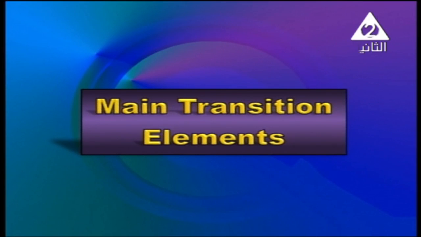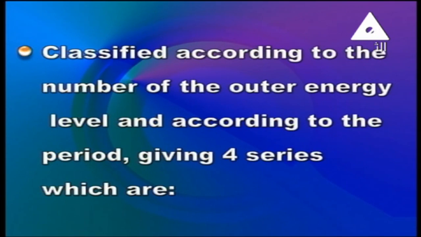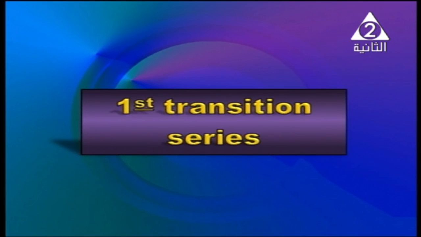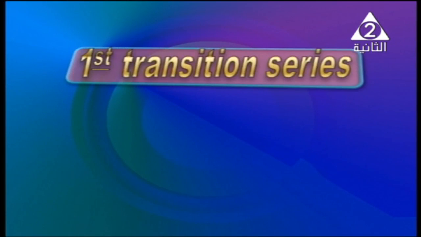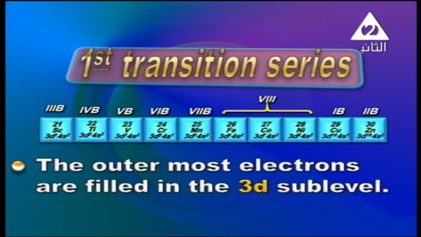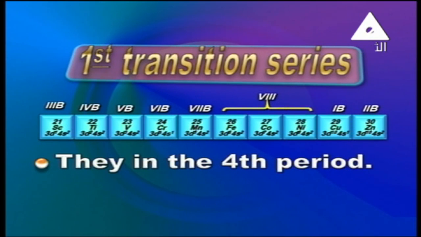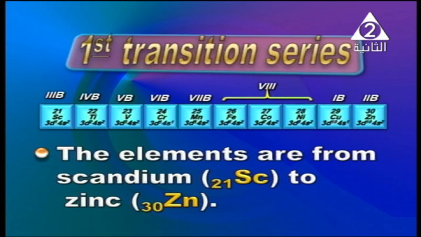Now, my dear students, the main transition elements are classified according to the number of the outer energy level and according to the period, giving 4 series, which are: first transition series. The first transition series includes the elements from scandium till zinc, and the outermost electrons are filled in the 3d sublevel, and they are in the 4th period. The elements are from scandium till zinc, with atomic numbers 21 for scandium and 30 for zinc.